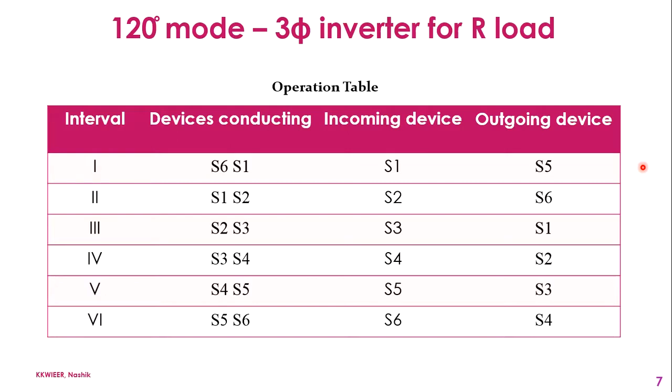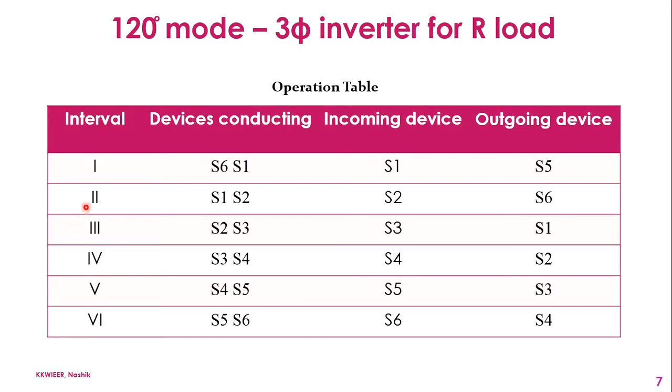The first column indicates the interval 1 to 6, whereas the second column indicates the conducting devices at the particular interval. The third column is for incoming devices, whereas the fourth column is for outgoing devices. If we consider the first interval, in which the conducting devices are S6 and S1, the incoming device will be the new one, S1, and the outgoing device will be the last, that is S5.